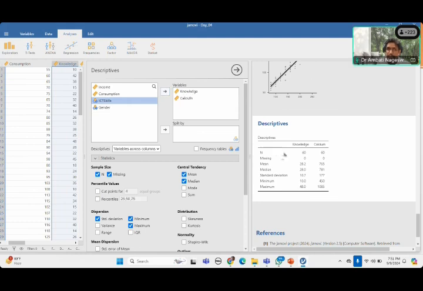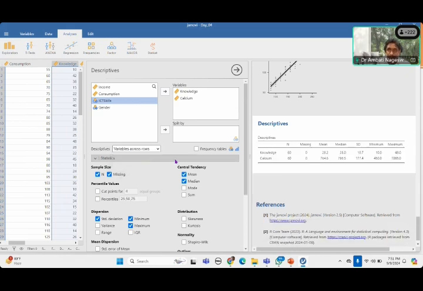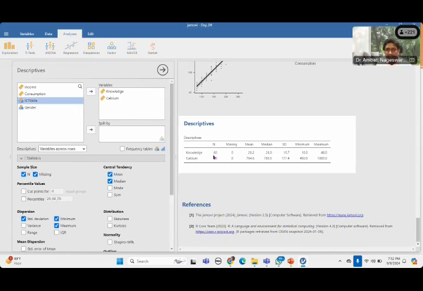So I have taken two variables. We have 60 respondents. If you look at the mean score, let me put it row-wise. Now there are 60 people and we have conducted the test for 50 marks. The mean knowledge score is 28. Whereas when it comes to calcium intake, on average, the 60 people are taking 764. I'm talking about the mean score.